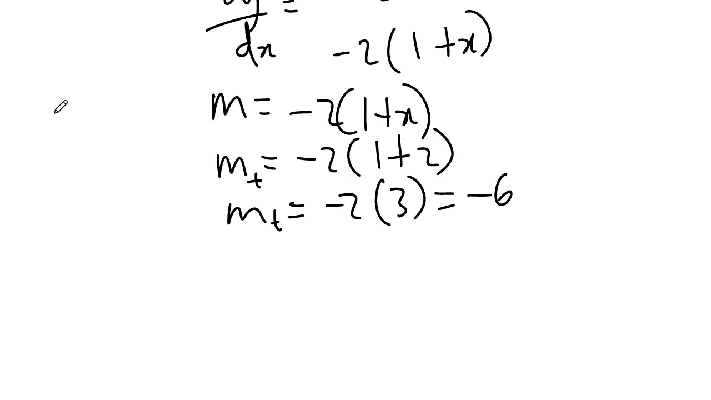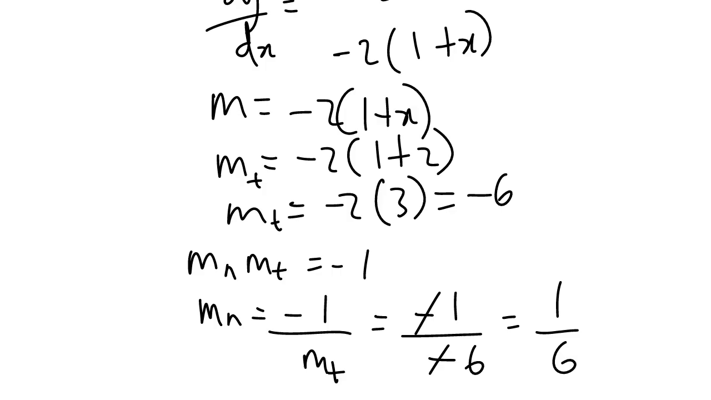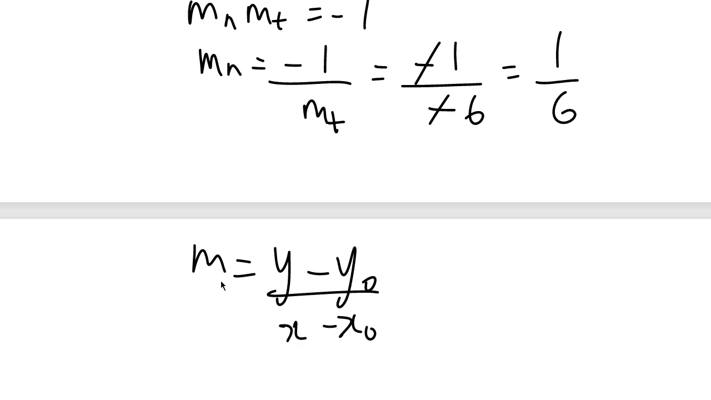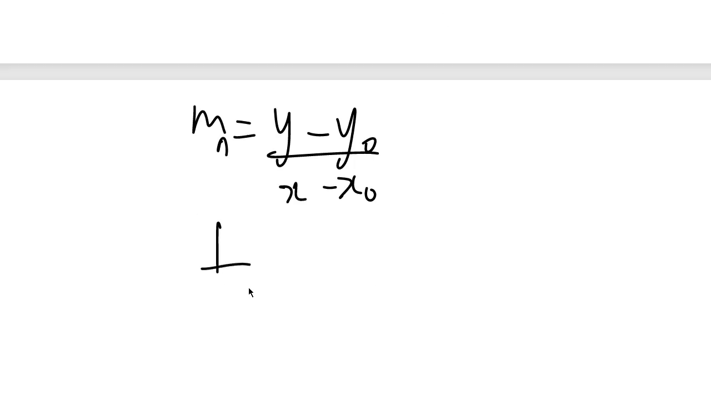So can you tell me what's going to be the gradient of the normal? Remember that m_t times m_n is equal to what? Minus 1. So mn is simply minus 1 over what? The mt you get from this calculation. That's minus 1 over what? Minus 6, which is going to give us what? 1 over 6, right? And then using the general form, m equal to y minus y0 over x minus x0, which in this case we can represent m as mn. So what is mn? We've gotten it as 1 over 6, right?